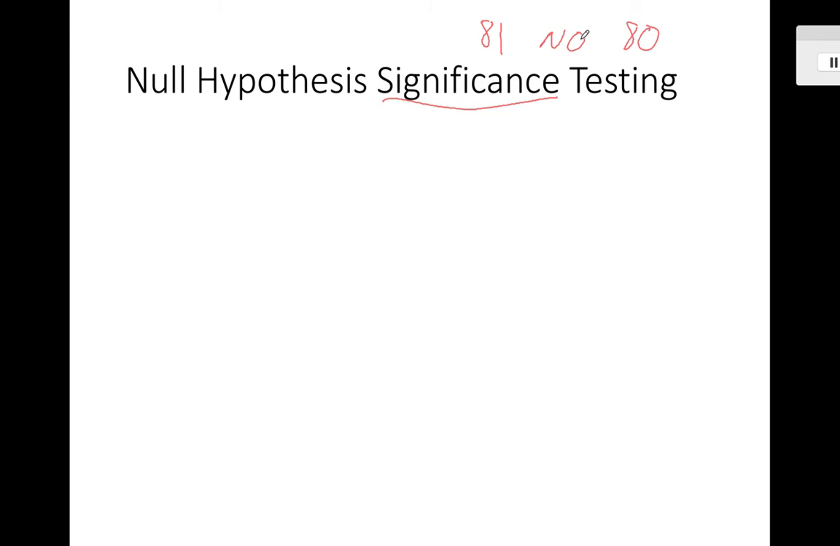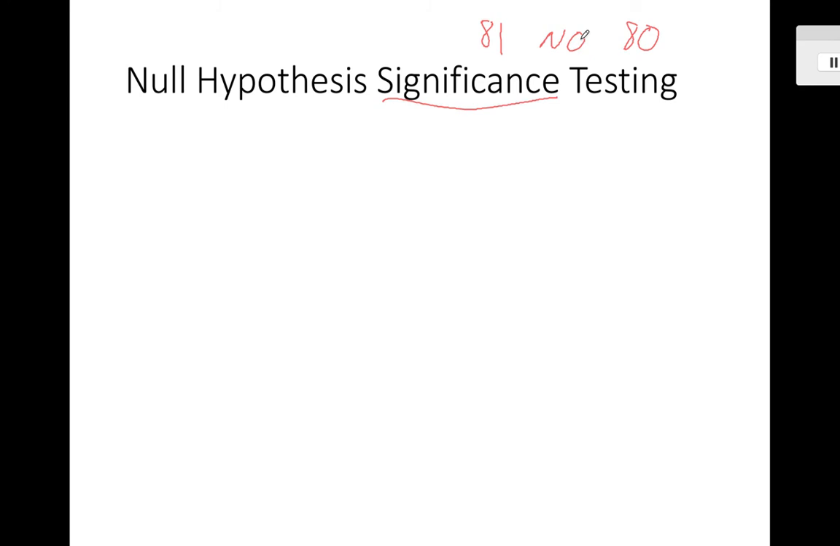So for instance, if your fellow classmate says to you, hey, what did you get on your exam? And you say, I got an 80. And they say, well, I got an 81, I'm significantly smarter than you are. Would you buy that? Would you actually say, you know what, you're right, you are extremely smarter than me? The answer would probably be no. There's a difference of 1 point.